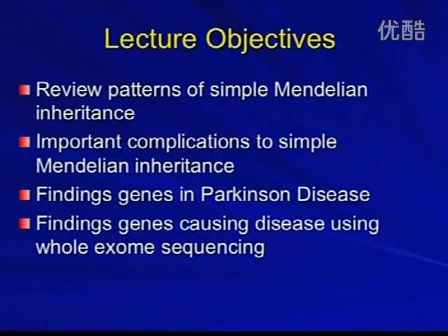Okay, so I've got a general lecture format, just so you don't lose the big picture. We're going to review basic patterns of simple Mendelian inheritance. We're going to talk about complications of those, because it's really important when you're trying to find genes to be aware of that. I'm going to use finding genes in Parkinson's disease as an example, because there are a lot of really nice themes there that we're then going to take to finding genes causing disease using whole exome sequencing. And I'm really only going to talk about complex disease at the end. We've got to do a whole bunch of other material before we can get to that.